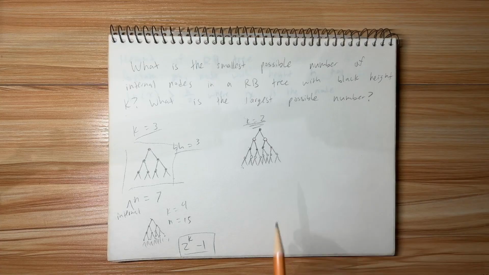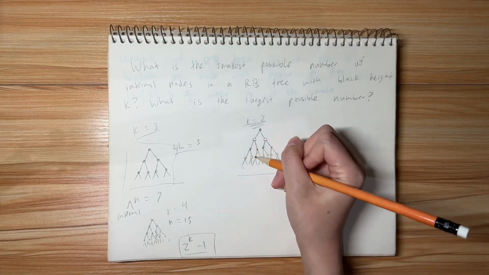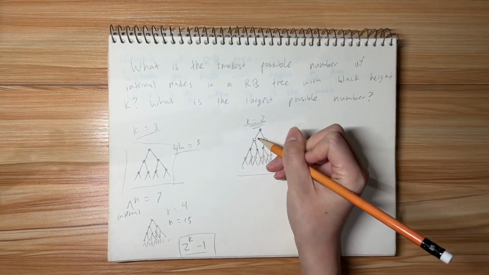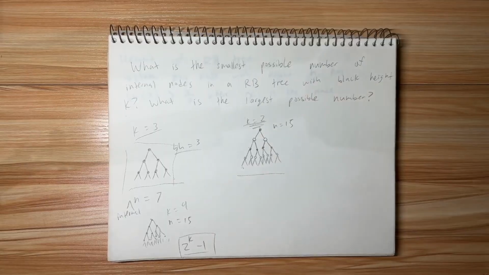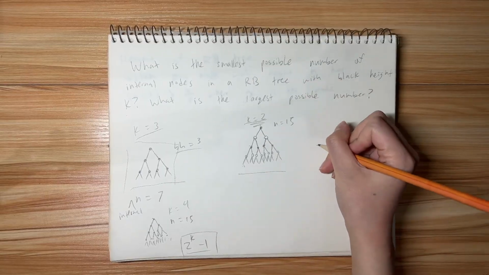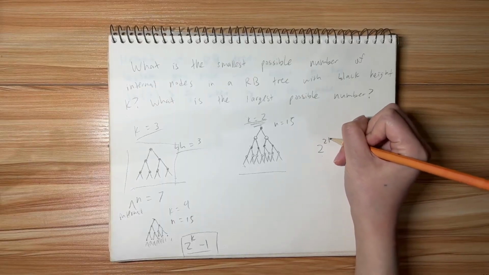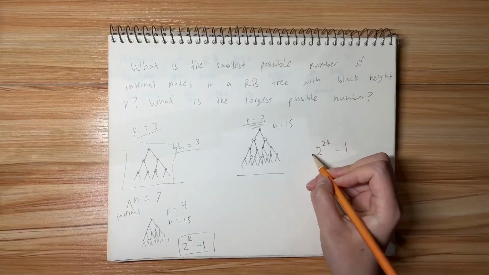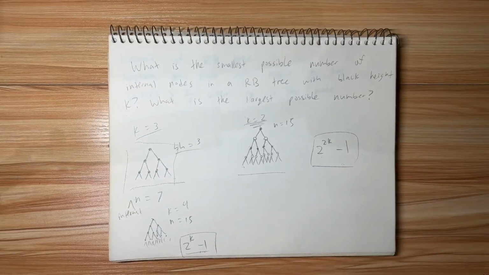All right, let's count how many internal nodes are in this tree. 1, 2, 3, 4, 5, 6, 7, 8, 9, 10, 11, 12, 13, 14, 15. This is 15. And if you keep on doing this, you'll find that the number is 2 to the 2k minus 1. So this is the smallest tree, this is the largest tree.